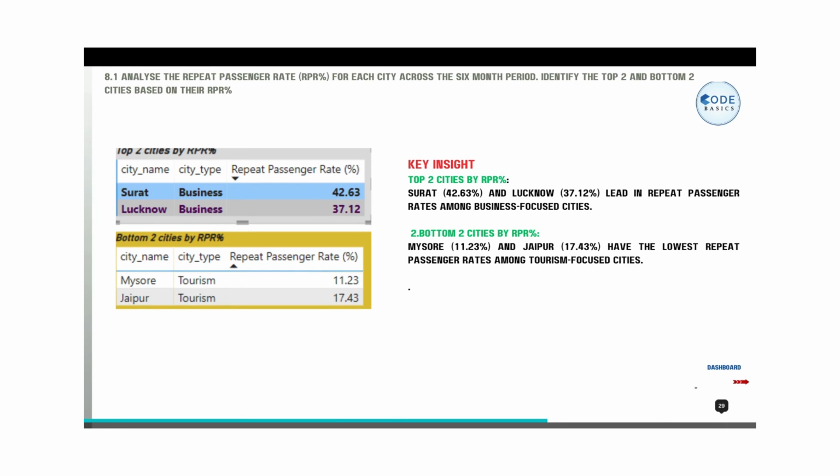Next, the last question is to analyze the repeat passenger rate for each city across the 6-month period, and find out the top 2 and the bottom 2 cities. Top 2 cities are Surat, at 42.6%, and Lucknow with a repeat passenger rate of 37.12%. Bottom 2 cities are Mysore at 11.23% and Jaipur at 17.43%, which have the lowest repeat passenger rates among tourism-focused cities.